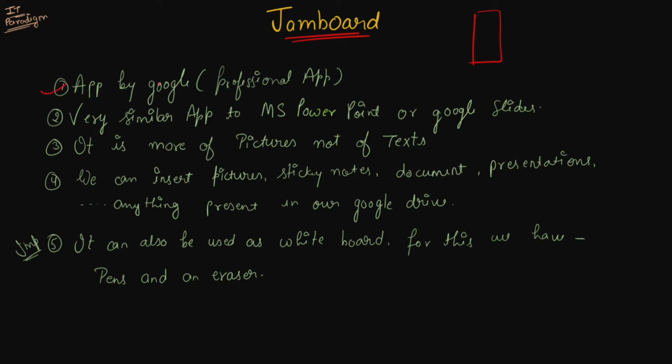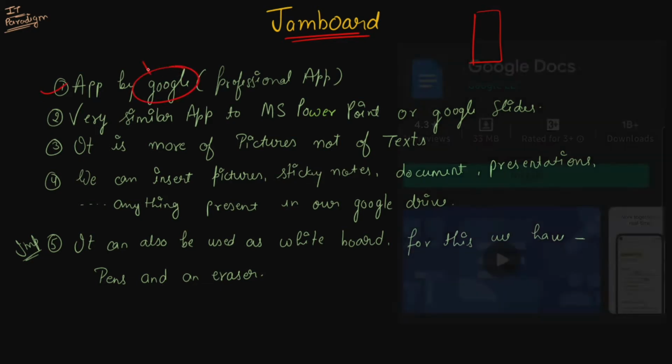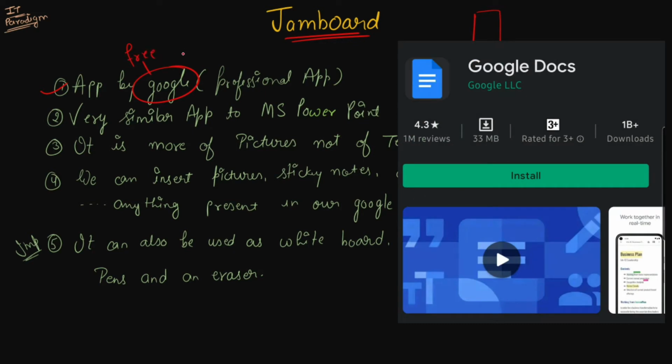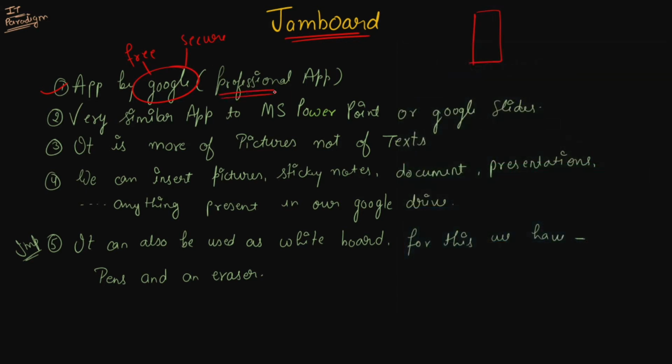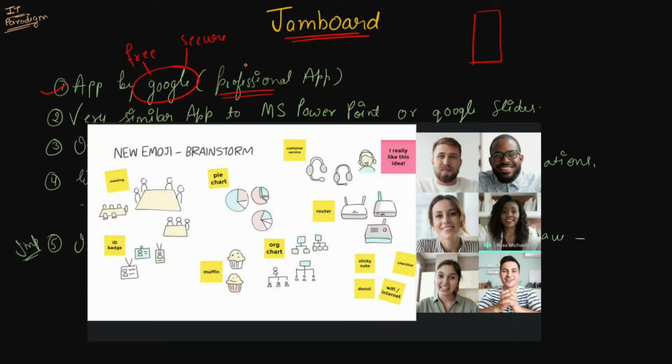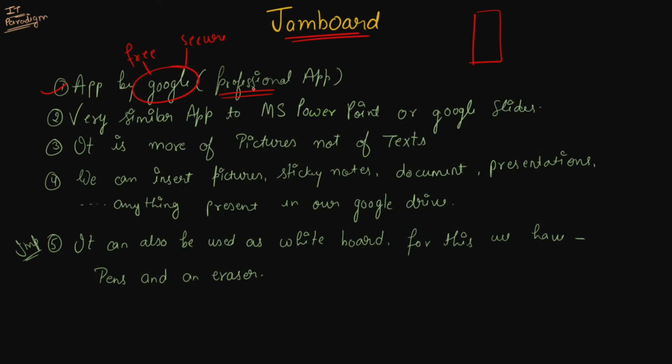Number one, it is an app by Google. It simply means it is free and it is secure. Overall, it is freely available on the Play Store and is secured by Google Security. It means it is a reliable application. Here I have written professional app, meaning Jamboard can be used in professional activities like in a private job, school, colleges or meetings, discussions, wherever the professional world is related, we can use Jamboard at that place.